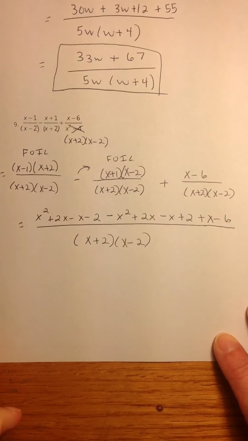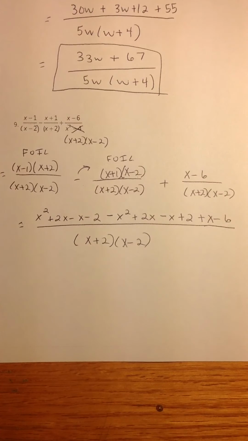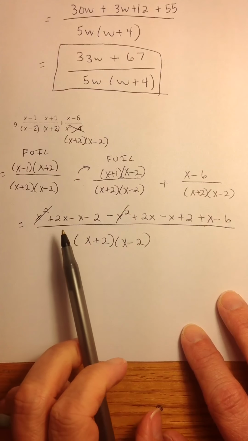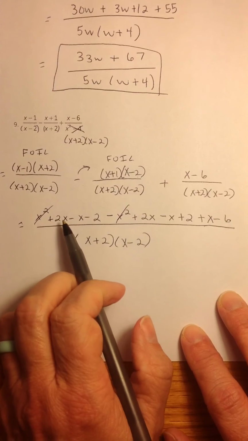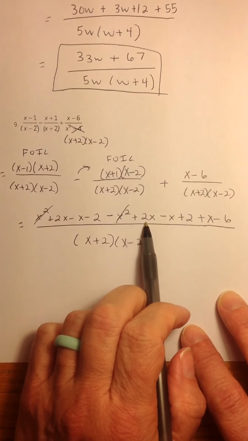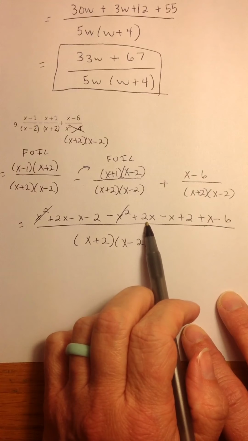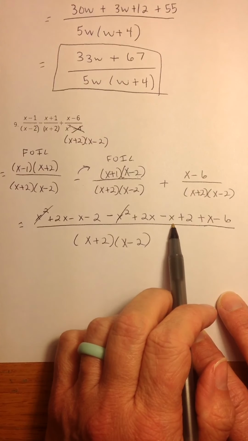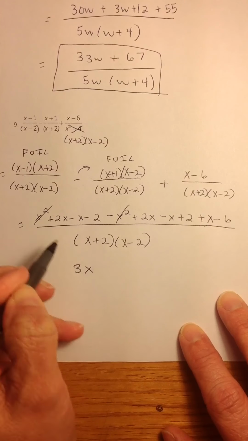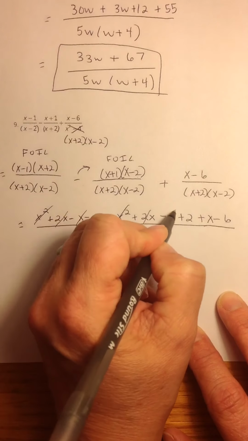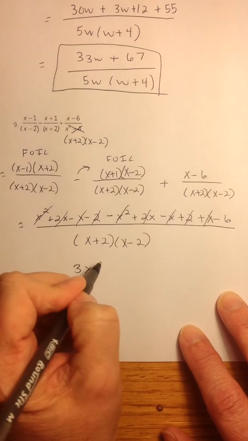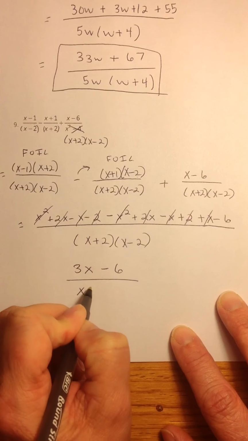Now it's about combining like terms. So my x squared and my minus x squared cancel. Now I'm going to work across with my x's. So 2x minus x is x. x and 2x is 3x. 3x minus x is 2x. 2x plus x is 3x. So I get 3x for all these x's. Negative 2 and positive 2 cancel, so I'm left with minus 6 over x plus 2 times x minus 2.